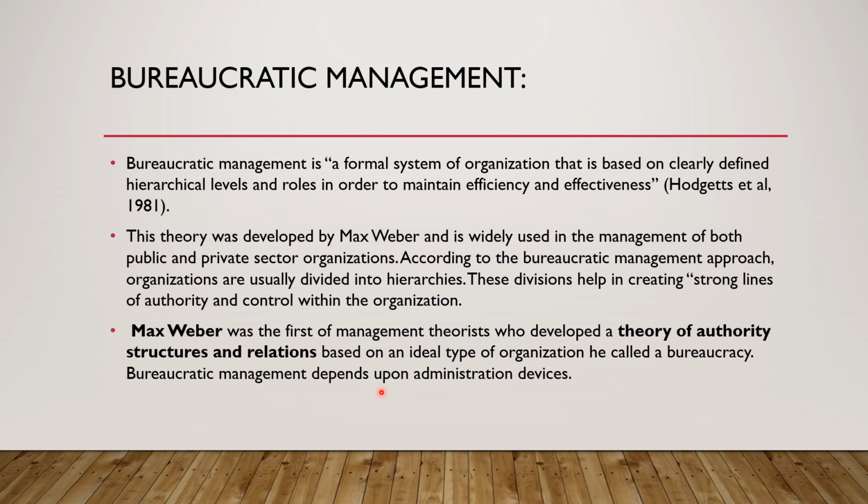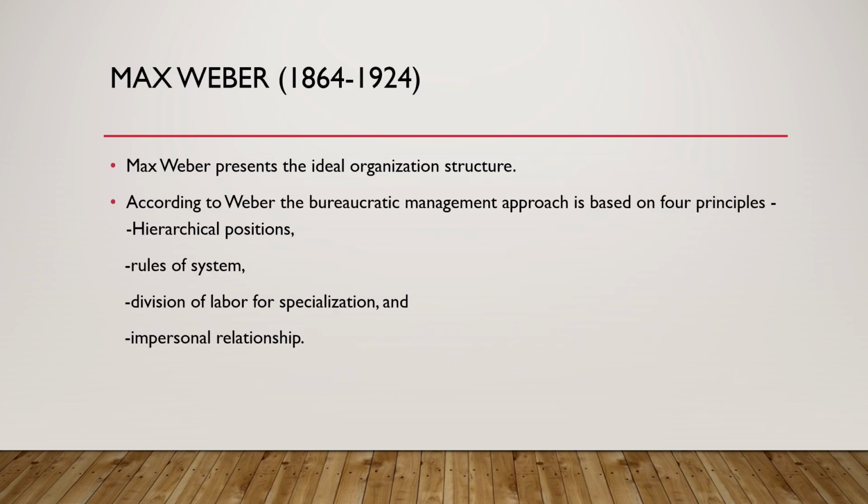Bureaucratic management depends on administrative devices. Now, Weber presents an ideal organization structure. So what bureaucratic management talks about is not only the workers' efficiency and organizational efficiency. He suggested a structure for that. He said that organizations can have a structure. So what were the four principles he suggested in this bureaucratic management approach?